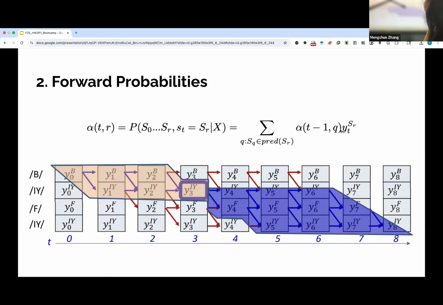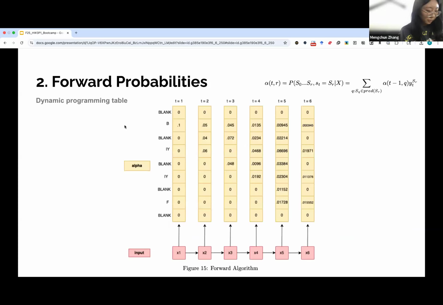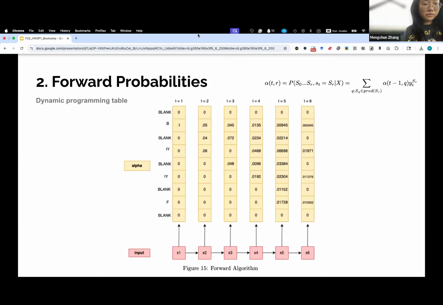It's just this part. This alpha t minus 1 comma q is the previous state of your model, and then you have to multiply the yt here. This yt means the probability that your model predicts this symbol SR at this time step t. And after that, you have this alpha t comma r.